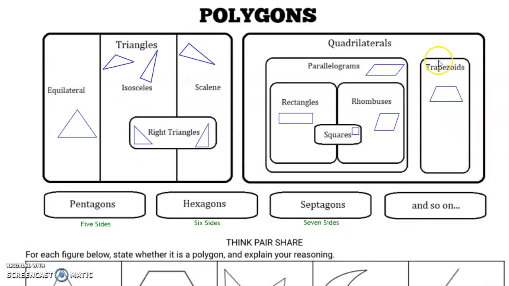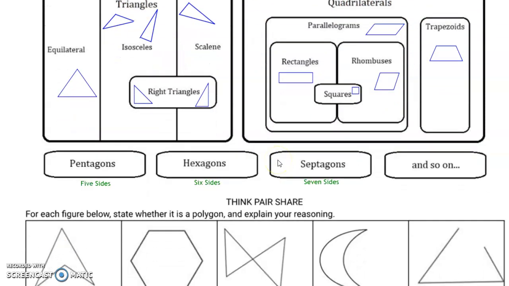There is one more type of quadrilateral that you need to know about. It's a trapezoid, also known as a trapezium if you're learning about this in the UK. It is a type of quadrilateral with one pair of parallel sides, but the other pair is not parallel. Pentagons, hexagons, septagons, they all have the sides that are listed here, but we really go into depth into quadrilaterals and triangles in this unit for polygons. Let's move on to the think, pair, share.